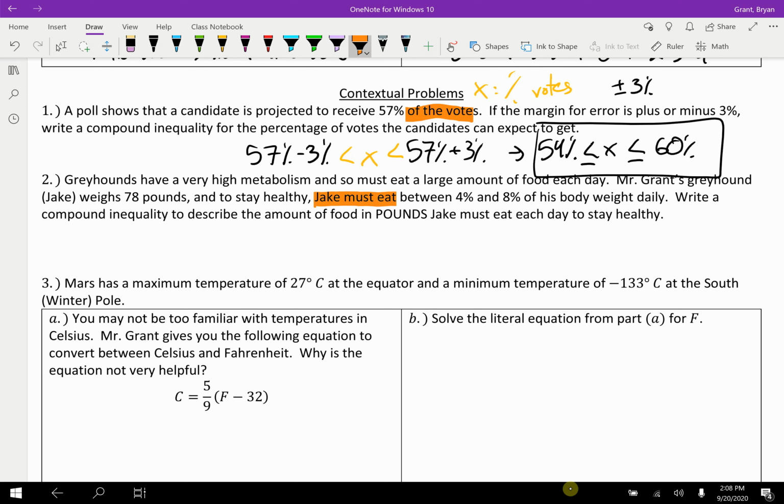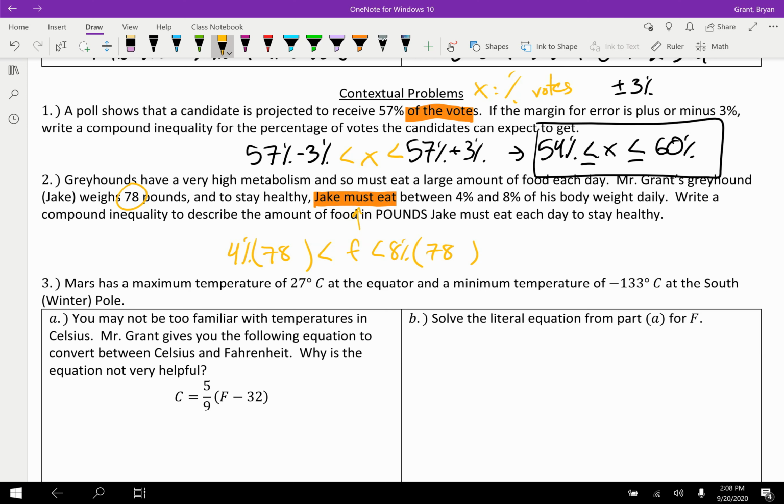So the food that Jake must eat, maybe let's call it F for food. And we know that the food he has to eat has to be in between two things. It has to be in between 4% of his body weight and 8% of his body weight. Well, what is his body weight? I think they tell us over here that his body weight is 78 pounds. So I think what you'll have to do then is actually take 4% of 78 and 8% of 78.